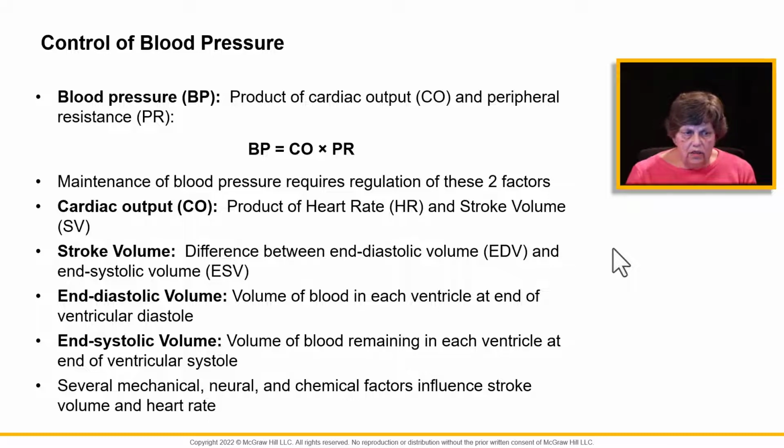So the end-diastolic volume is the volume of blood in each ventricle at the end of diastole. How much is in each ventricle? The end-systolic volume is how much is remaining in each ventricle at the end of ventricular systole. So how much is there when it's at rest and how much is there after it's contracted? Okay.